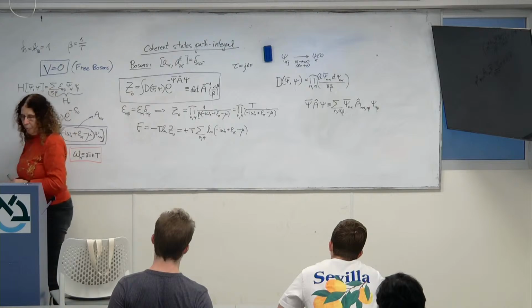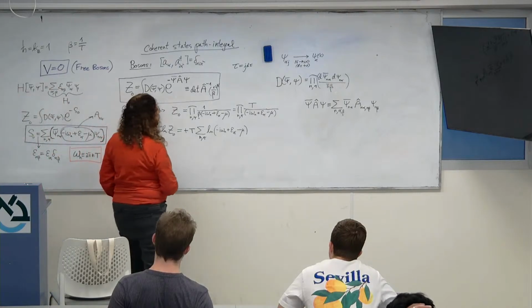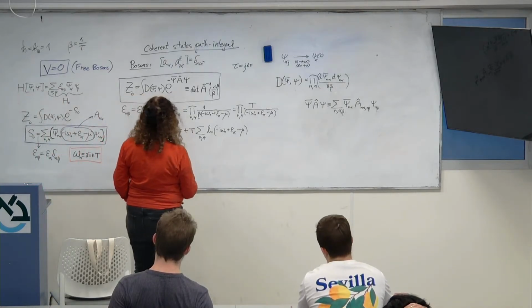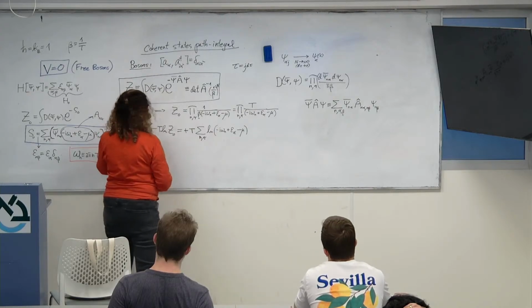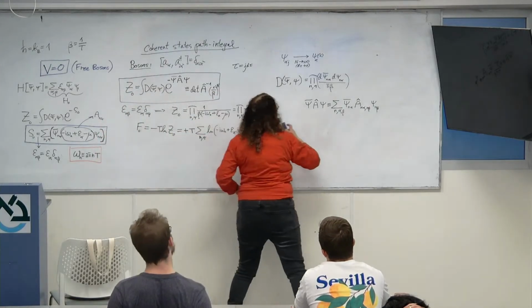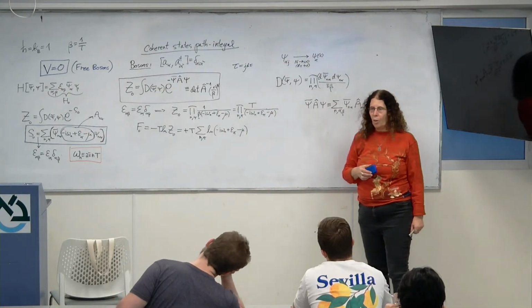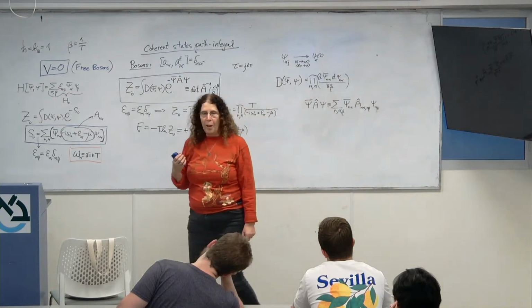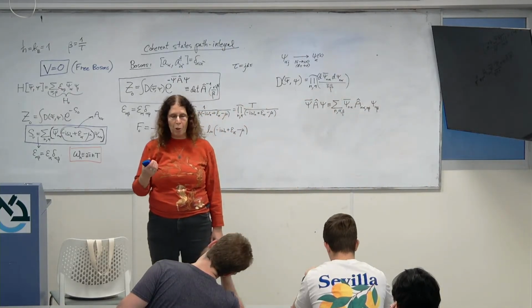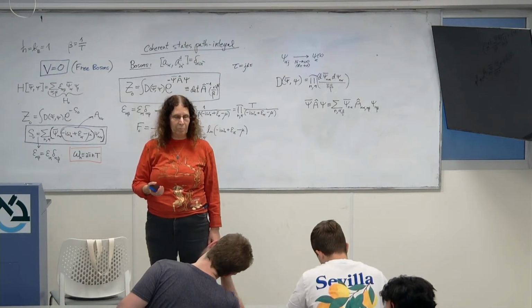Now, another thing you can do with it is the following. So this is for the free energy. Another physical thing that we can calculate is the occupation number of bosonic particles in a particular state alpha.